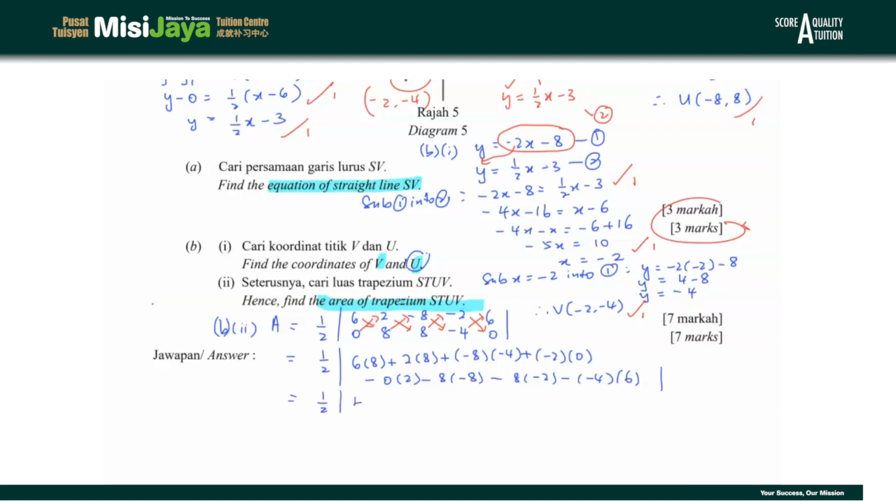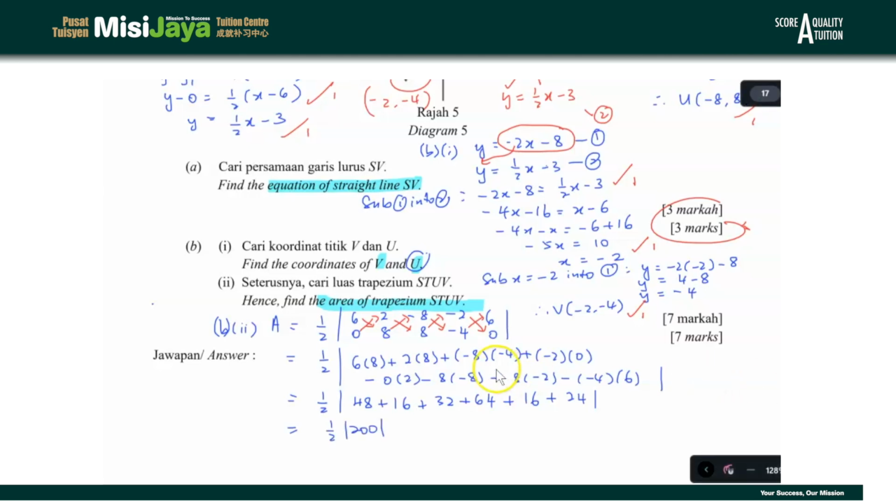So it equals half. 6 times 8 is 48. 2 times 8 is 16. Then negative times negative is positive, 8 times 4 is 32. Then 0. Then negative, positive, 64. Then negative, positive, 16, 8 times 2. Negative, positive, 4 times 6 is 24. Then we calculate inside the modulus: 48 plus 16 plus 32 plus 64 plus 16 plus 24. So we get 200.